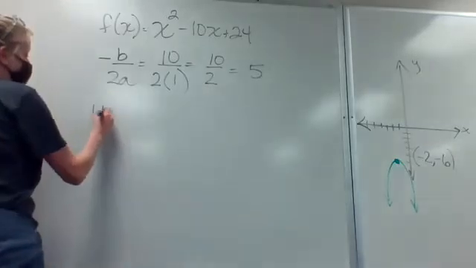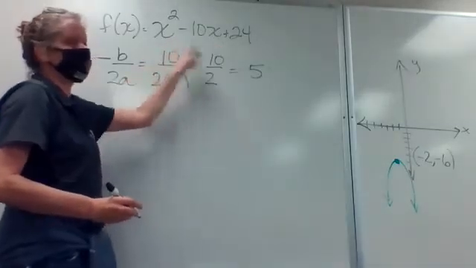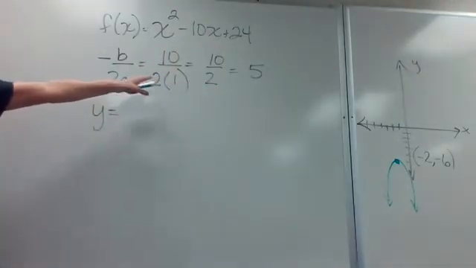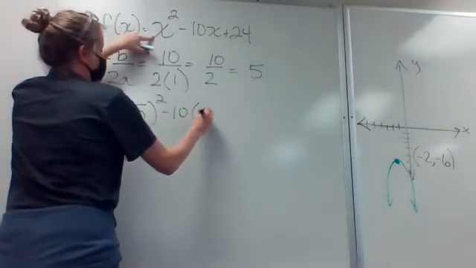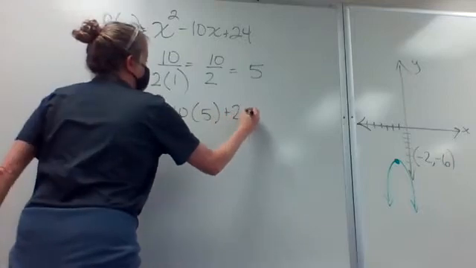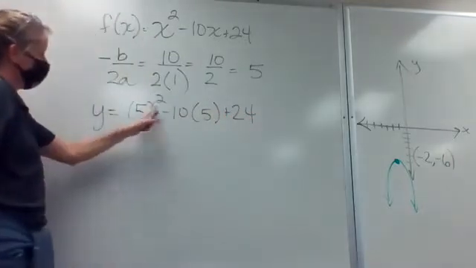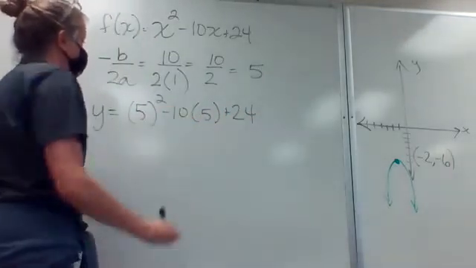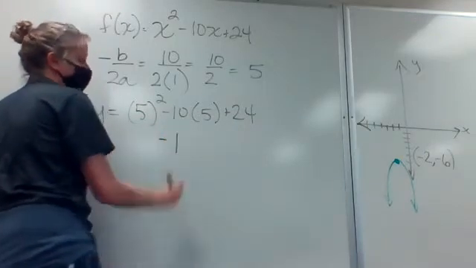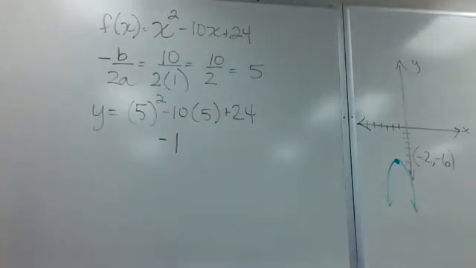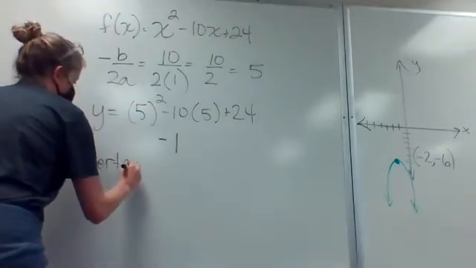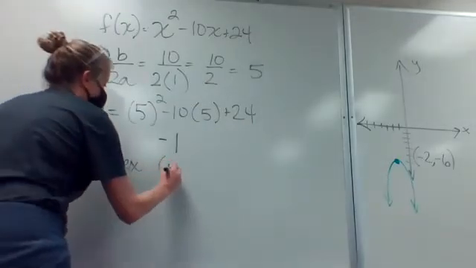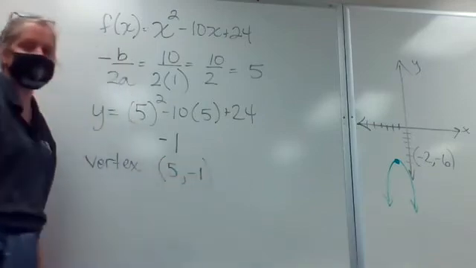And then to find my y, I'll just replace the x's with 5s. So I've got 5 squared minus 10 times 5 plus 24. If I put that in my calculator, it's going to give me -1. So my vertex is at 5, -1.